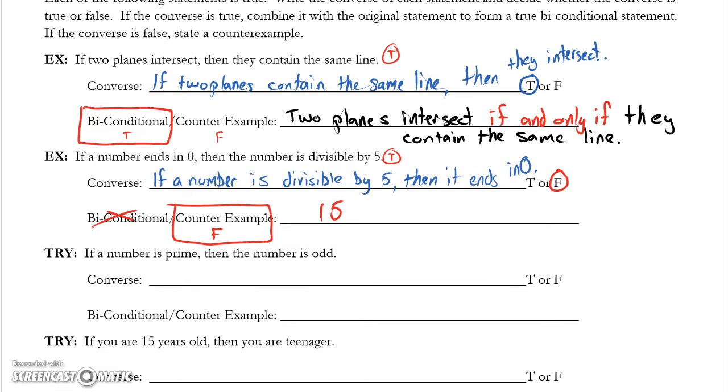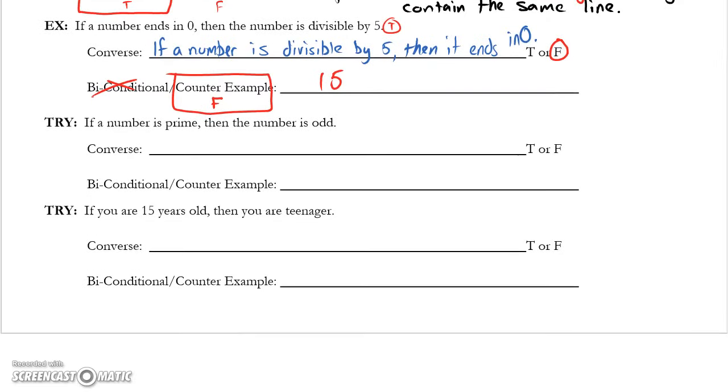So, the next two problems here are ones I want you to try. Do the same thing. Determine if your converse is true or false. True, write the biconditional. False, write the counterexample. Go ahead and press pause and try both of them. When you're done with them both, unpause to check your work.